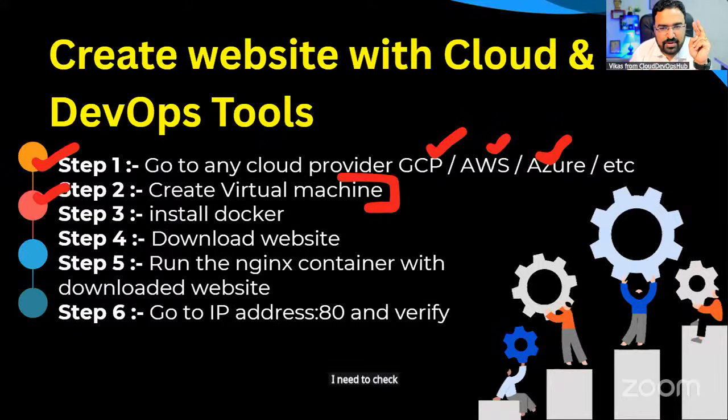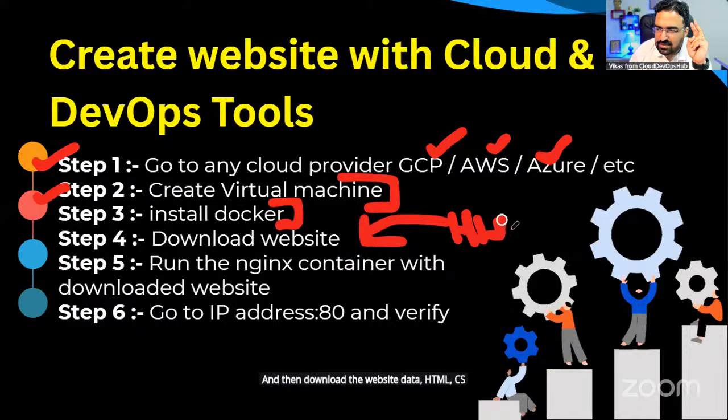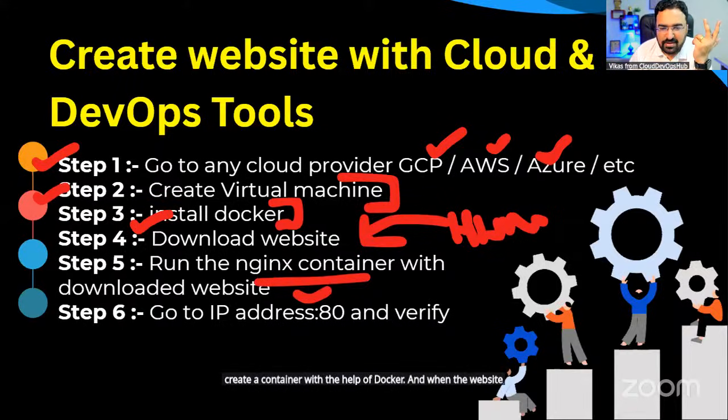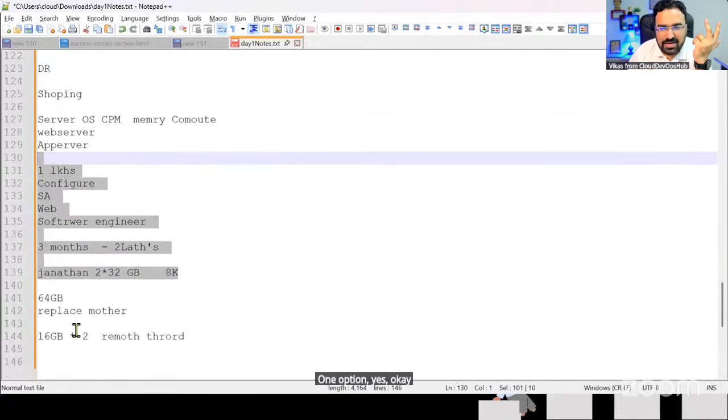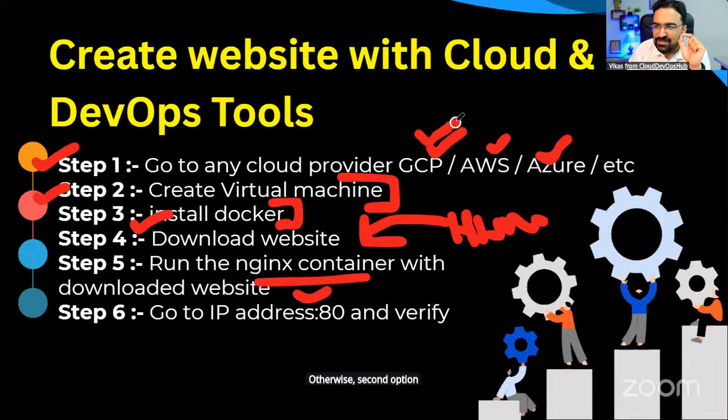Right? Third step, I'm telling, कुछ tools install करने हैं, like Docker, and then download the website data, HTML, CSS वाली चीज. Okay, create a container with the help of Docker and run the website. एक वेबसाइट बनाने के लिए otherwise one option, ये सब चीज़ गैदर करो. Okay, make 6 months of time and do it. Otherwise, second option, go to any cloud provider, AWS, GCP or Azure, and create one virtual machine.